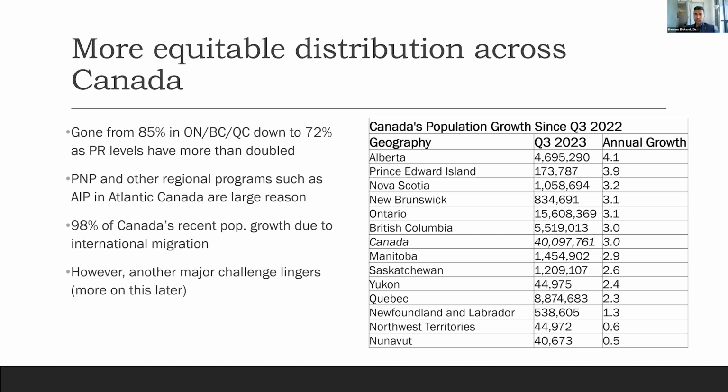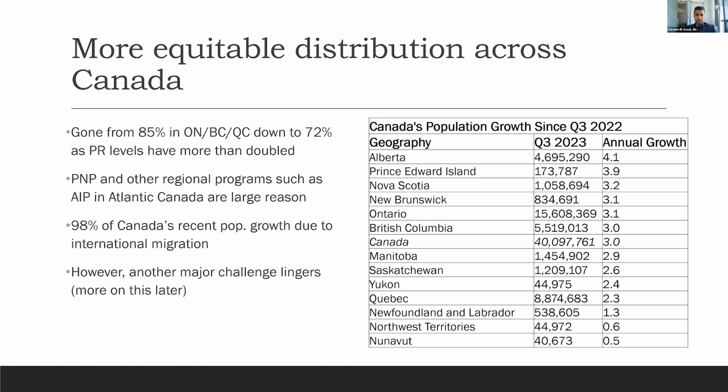And so not only have we seen about a 10-point decline in terms of immigration to the 3 provinces, but the decline has also come over a period where Canada has doubled its immigration levels. And so what this means is that we've been able to share the benefits of immigration more equitably across the country, thanks to initiatives such as the Provincial Nominee Program and, more recently, the Atlantic Immigration Program.